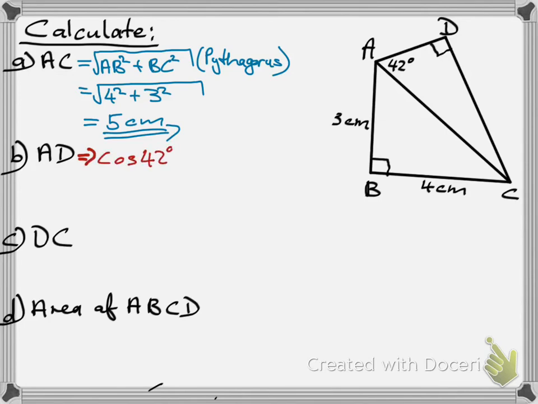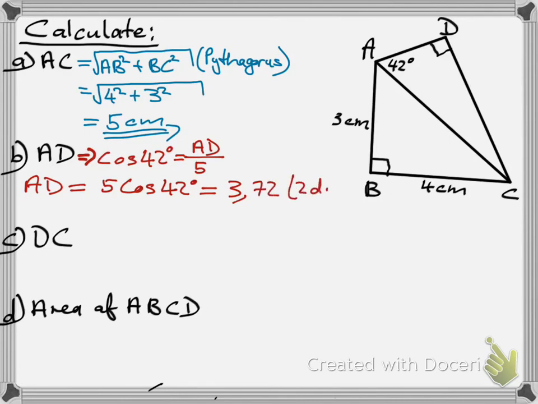It's going to be cos 42 degrees, right, will be equal to AD over 5. And then we make AD the subject of the formula. We solve for AD. AD will be equal to 5 cos of 42 degrees, right? And then you punch that into a calculator, you get 3.72. This is to 2 decimal places.